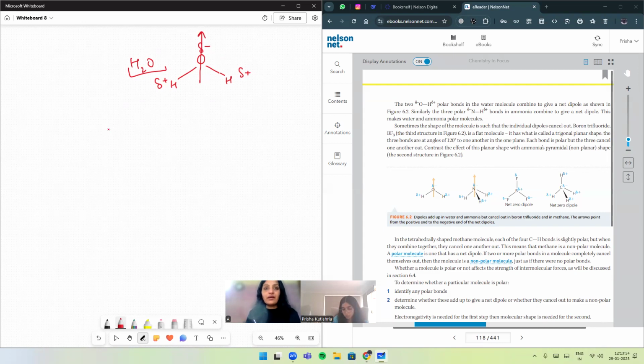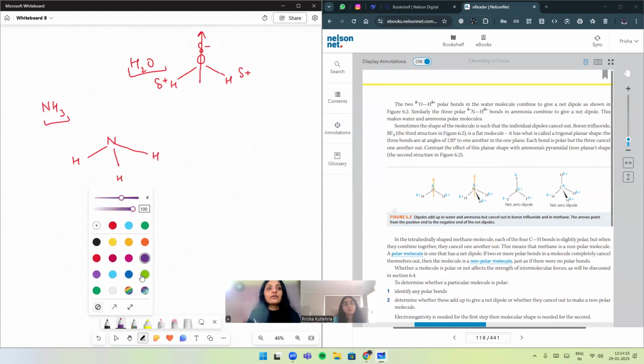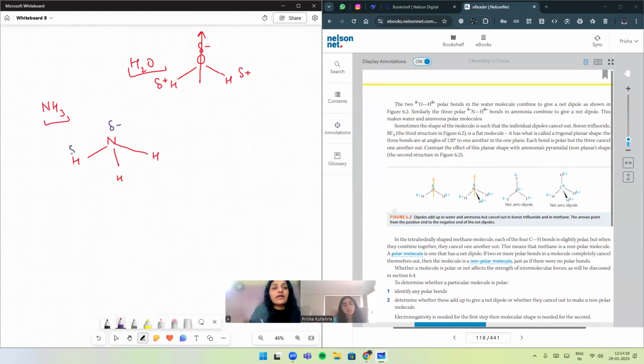Similarly, if I talk about ammonia, ammonia is written as NH3, and N will form covalent bonds with three hydrogens, right? One hydrogen like this, then this, and this one. Now nitrogen will have a slight negative charge on it. Hydrogen will have slight positive. All the hydrogens will have slight positive charge. So net dipole moment is going to give us the shape like this. So there is a shape in which this is nitrogen, and the three hydrogen atoms are inclined like a tripod, right?